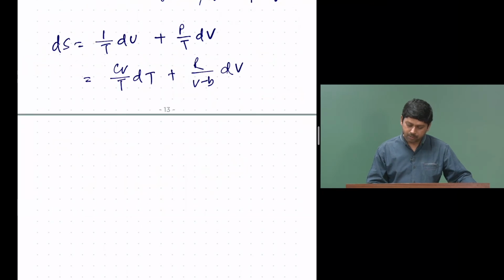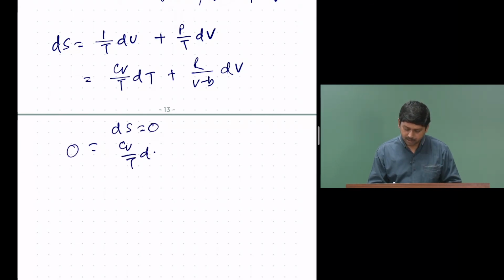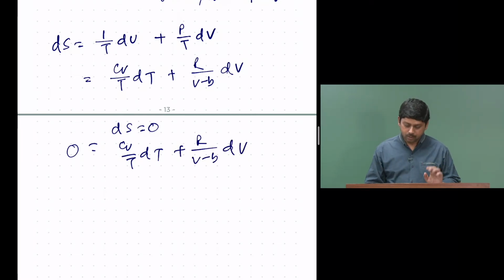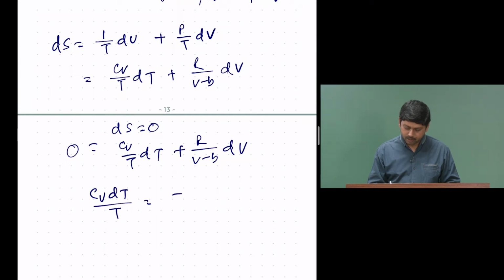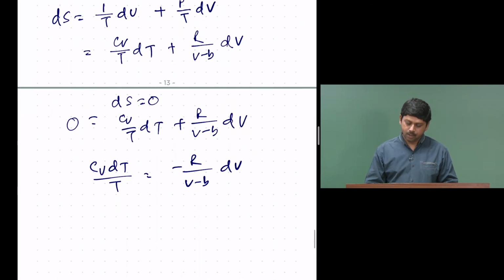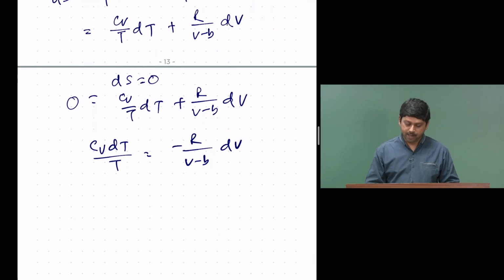Now, in order to introduce gamma, we know that for a reversible adiabatic process dS equal to 0. So, 0 equal to Cv by T dT plus R by V minus b dV. Okay, so now we can write Cv dT by T is minus R by V minus b dV. Now, you see that we can write R for an ideal gas as Cp minus Cv.